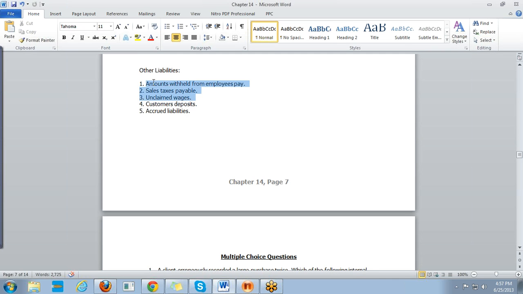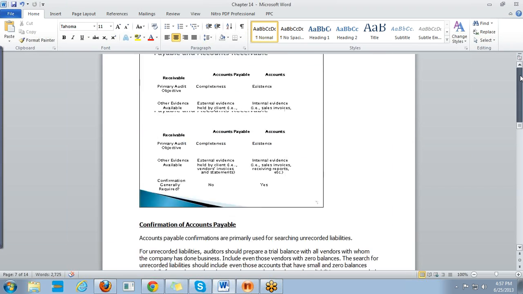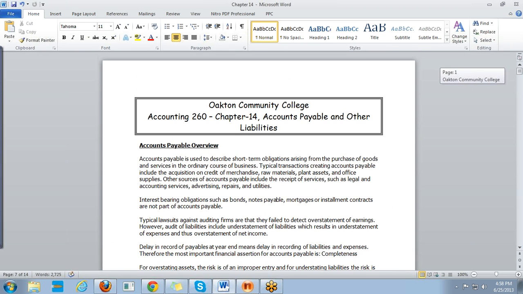This is more for accuracy purposes, sales, unclaimed wages, but anything else is going to have an impact on the net income. That's why it is important. Again, here it is not about overstatement. It is about understatement or not stating at all, not booking at all. Okay, so we sort of wear a different hat over here. And that should be a quick summary of chapter 14. And now you can start with the multiple choice questions.